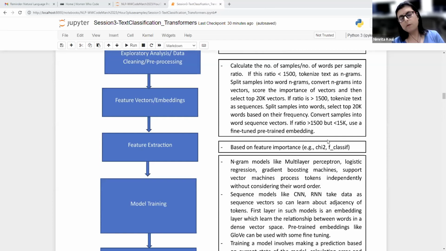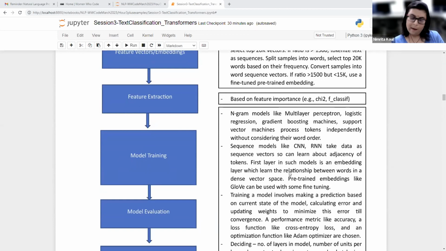It may happen that you have a huge amount of text and 20K features just don't give you good enough accuracy. In that case, you can decide to go ahead with more, or you can also decide to go ahead with a lesser number of features if the corpus size is small, if you have a lesser amount of data to begin with.